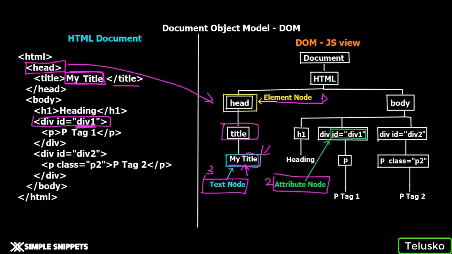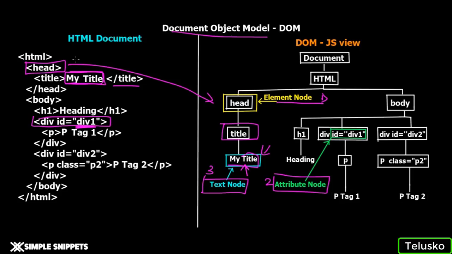So these are the 3 basic nodes that we're going to be dealing with when we actually try to manipulate the DOM objects. So you can call them as DOM objects because JavaScript looks at HTML document in this document object model form only, because it can only operate on objects and it cannot directly access these tags.